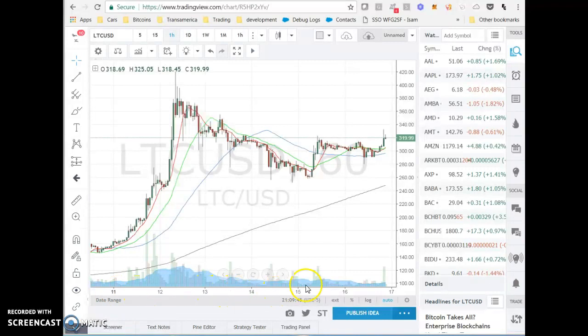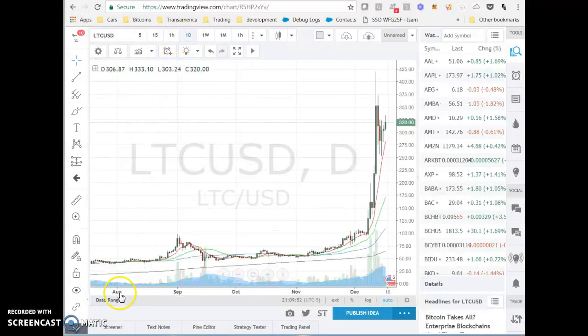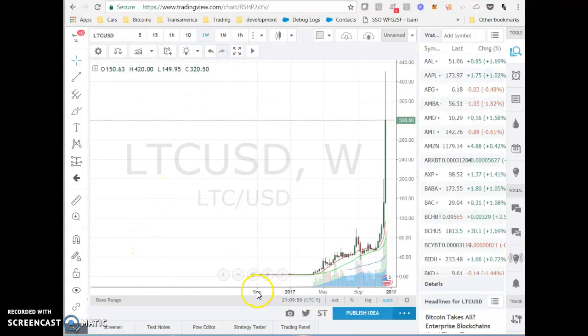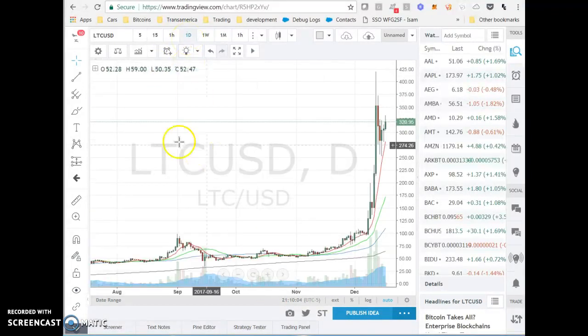So it's 11, 12, 13, 14, 15 through 17. Looking at an hourly chart here, this is a daily chart. So you can see from August to December. Look at a weekly chart, it goes back a long way, 2016. So we're just going to use a daily chart for this purpose.